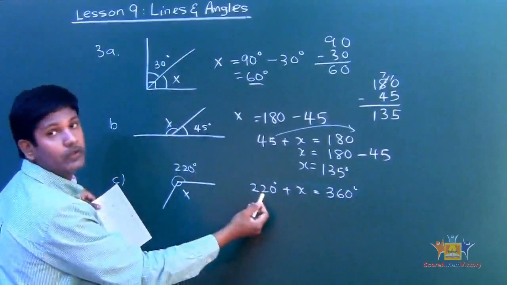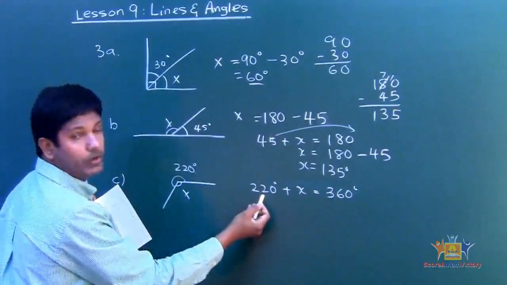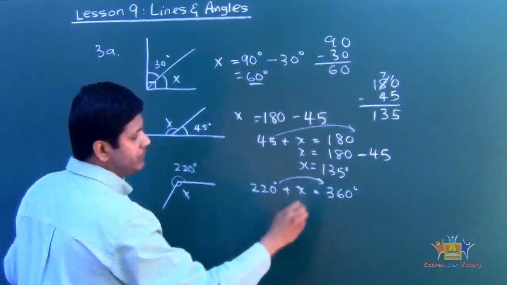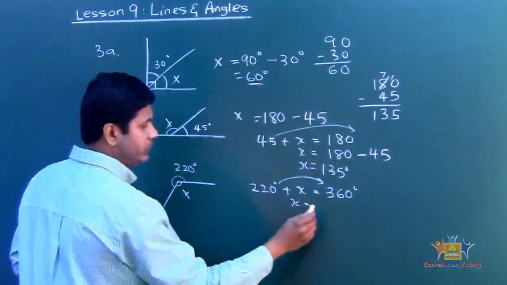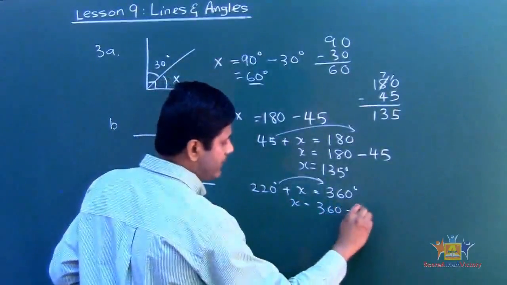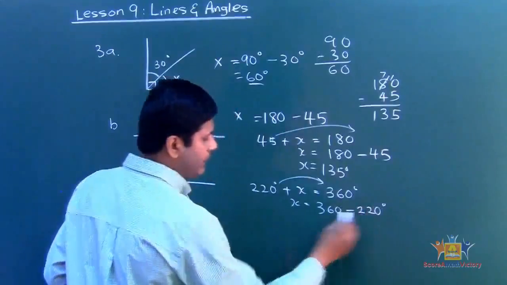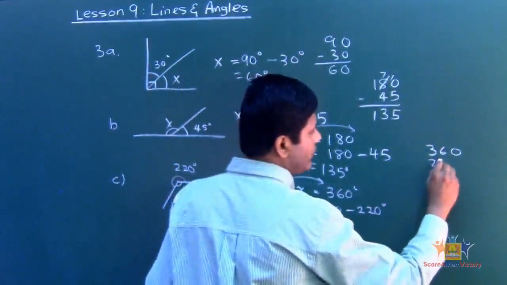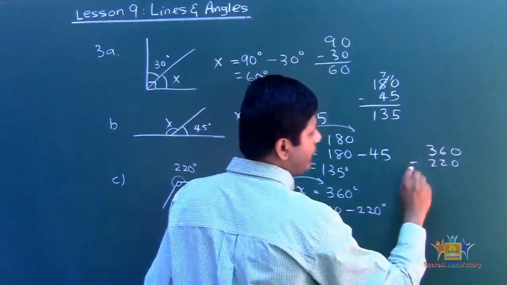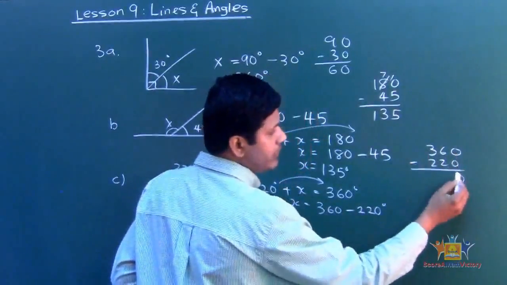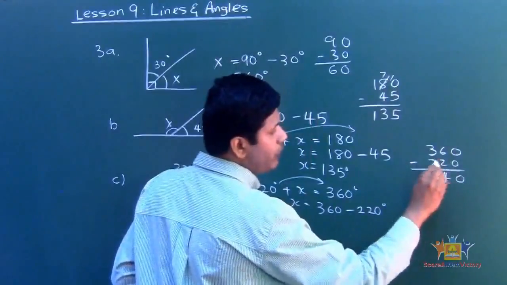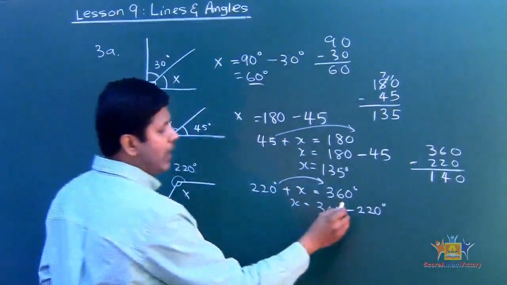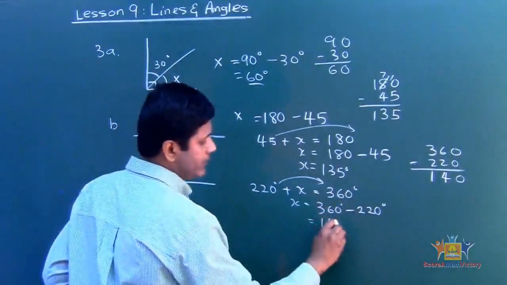Who's got to go? 220. And what's 220 doing to x? It's adding. So crossing the bridge will become subtraction. So x equals 360 minus 220. Now we line them up, okay? So we take 360, line it up with 220, and then we subtract. 0 minus 0 is 0, 6 minus 2 is 4, 3 minus 2 is 1. So x equals 140 degrees.